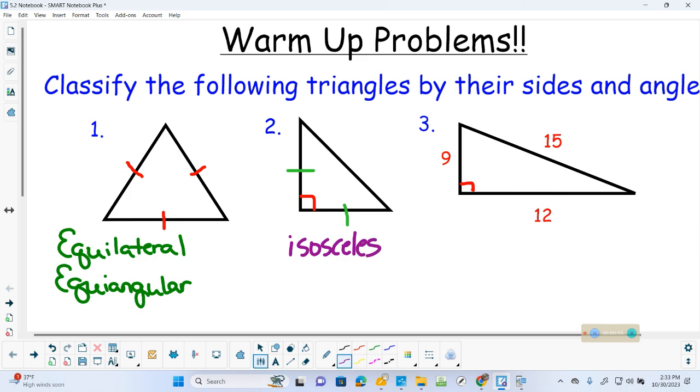Now, angles. How are you classifying this by the angles? Right. And this is the type of stuff that's on the vocab quiz, clearly in a matching style. None of the sides are the same over here. So what's the vocab word for that? Scalene. And once again, by the angle, you're going to classify it as right.